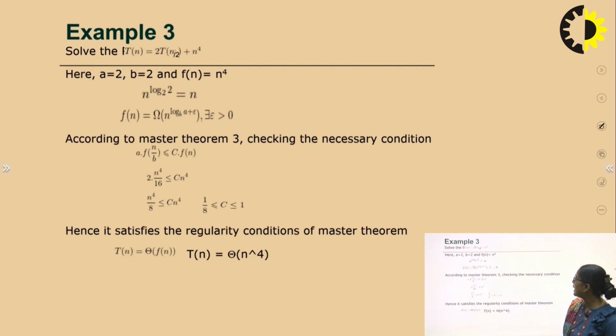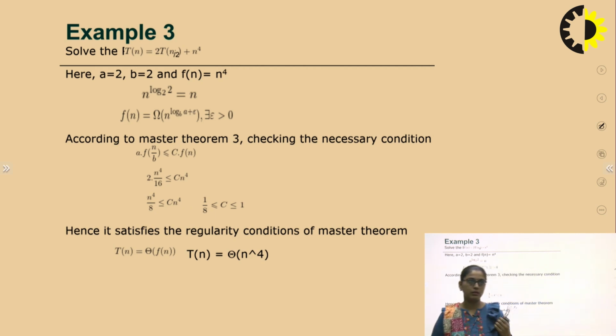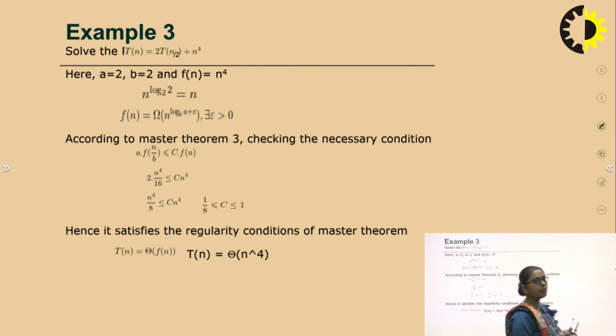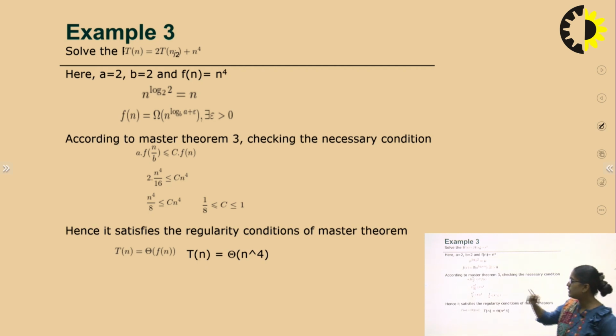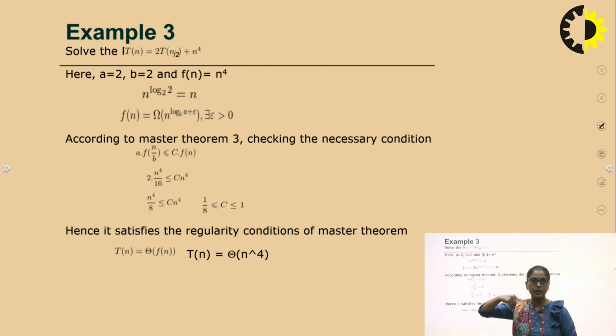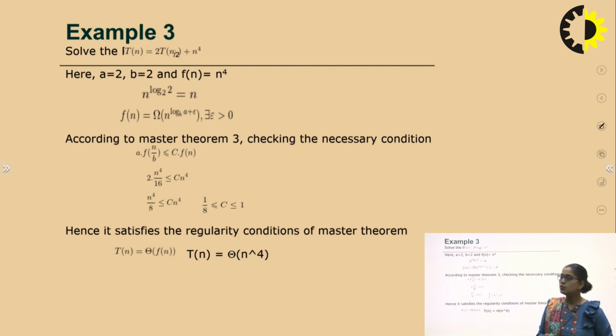We are just checking the third example. So what was that? T(n) equals 2T(n/2) plus n to the power 4. So first step, as we all know, we equate with the standard equation and get the values of a, b and f(n), which are 2, 2 and n to the power 4 respectively. So obviously step number 2, just calculating the value of g(n), which is n to the power log base 2 of 2, which is equal to n. So I am just comparing the value of g(n) and f(n).